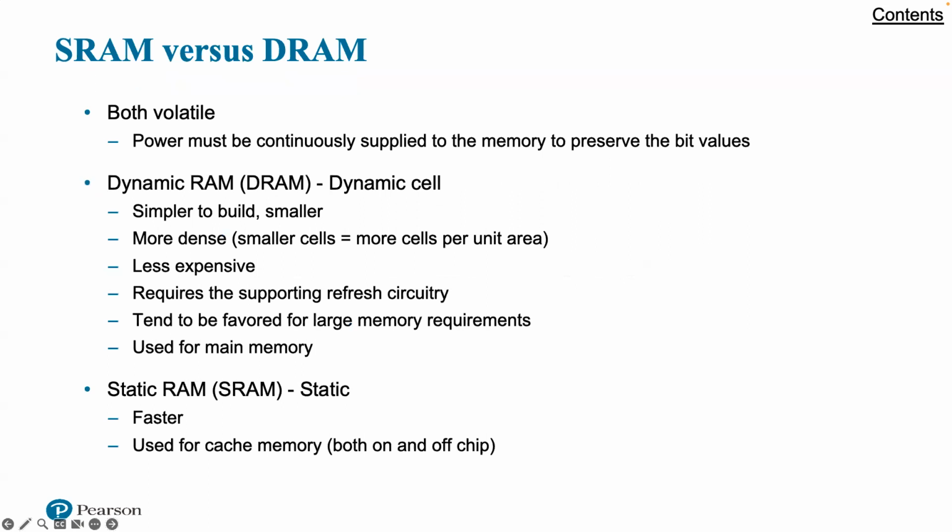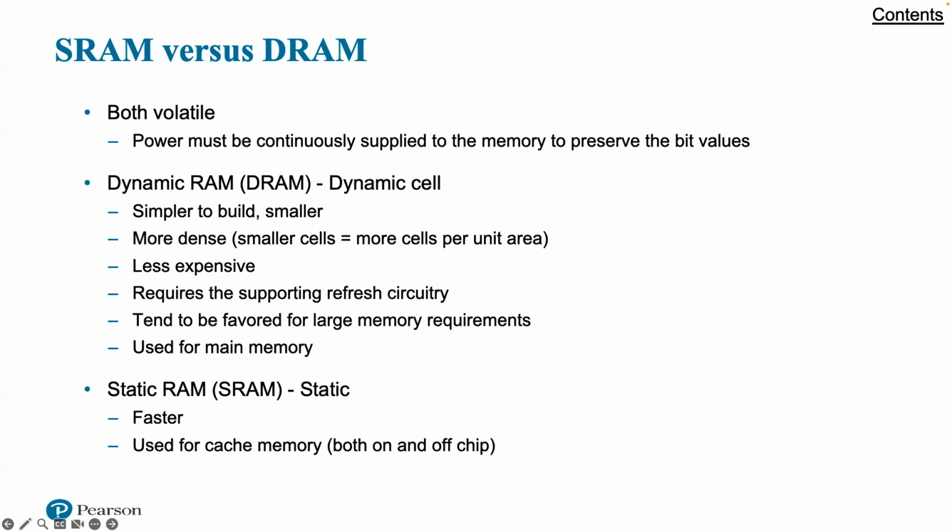So now let's do a comparison between SRAM and DRAM. Both static and dynamic RAM are volatile. That is, power must be continuously applied to the memory to preserve the bit values. A dynamic memory cell is simpler and smaller than a static memory cell. Thus, a DRAM is more dense. Smaller cells equals more cells per unit area, and less expensive than a corresponding SRAM.